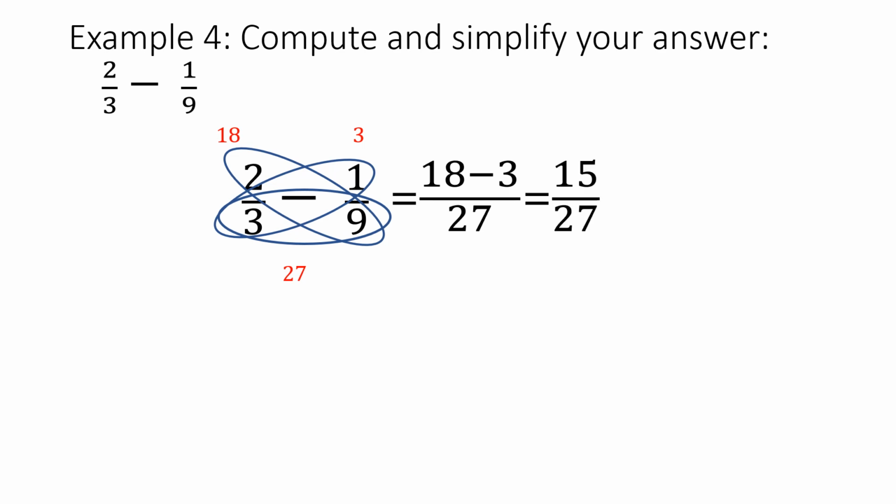18 minus 3 is 15 over 27. 15 and 27 does have a greatest common factor. They do have a number in common, and that number is going to be 3. So I'm going to divide both the top number and the bottom number by 3. 15 divided by 3 is going to be 5, and 27 divided by 3 is equal to 9. And so that's going to be our simplified answer for our fractions that we subtracted.